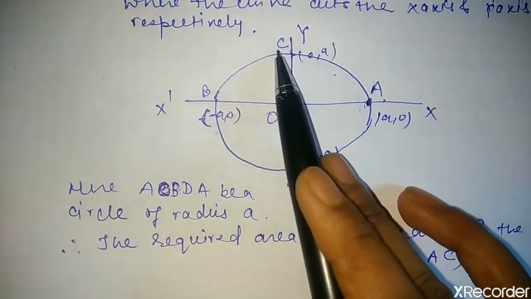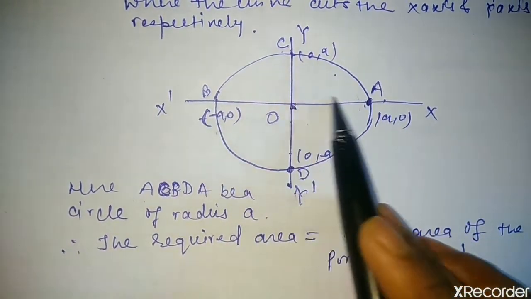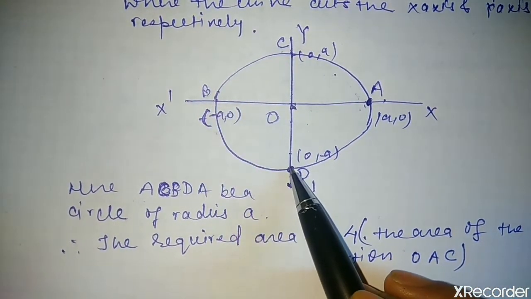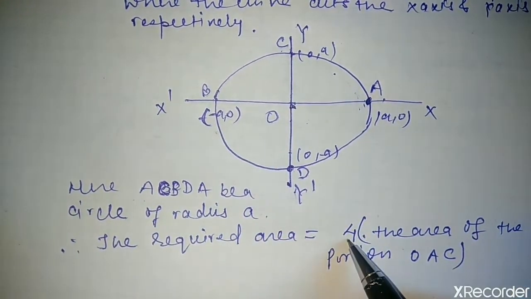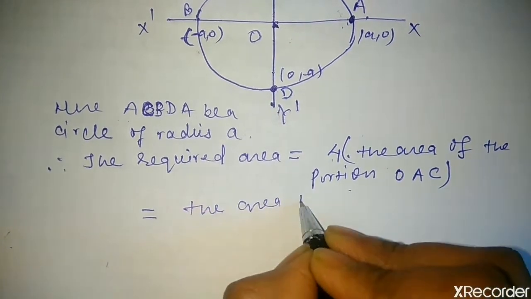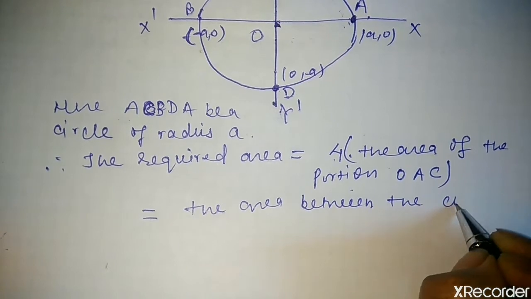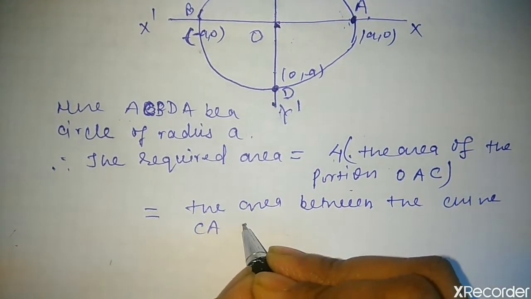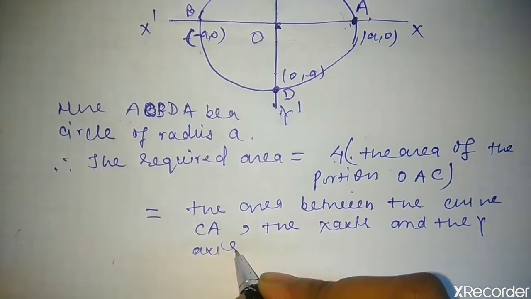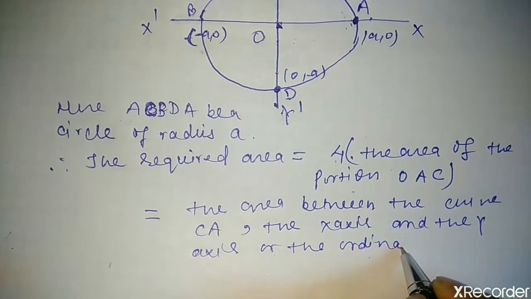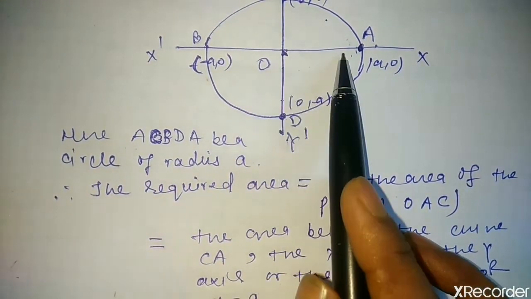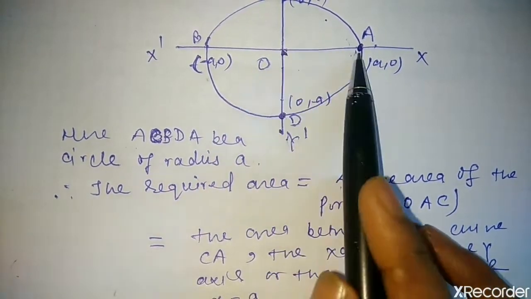So arc CA is equal to arc BDA, and if we take only this section, then what we see here is OAC is equal to CBO, and OBD is equal to DAO. That's why we have written 4 times the area of the portion OAC, and this is equal to the area between the curve CA, the x-axis and the y-axis, or the ordinates x equals 0 and x equals a. So these points become our limits.